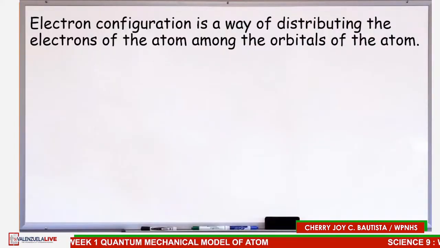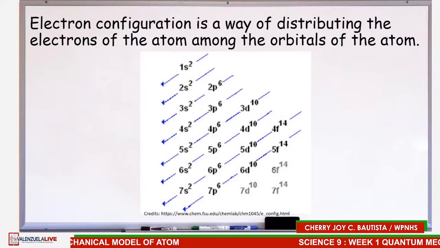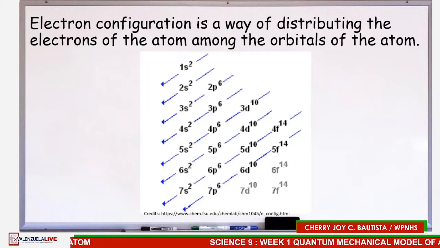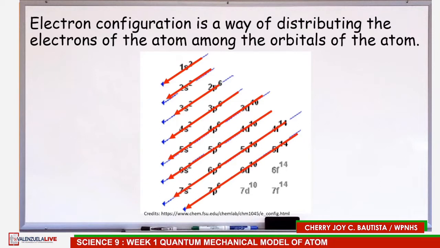Electron configuration is a way of distributing the electrons of the atom among the orbitals of the atom. The mnemonic device given in the figure here can be used as your guide in showing the electron configuration of an element. In using the mnemonic device, the direction of the arrow is followed, meaning it starts with 1s, 2s, 2p, 3s, 3p, 4s, 3d, 4p, 5s, and so on.